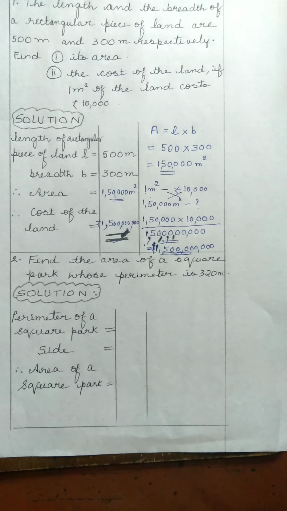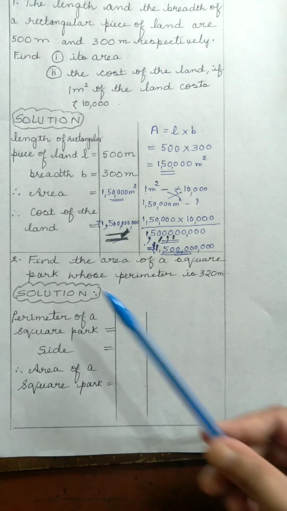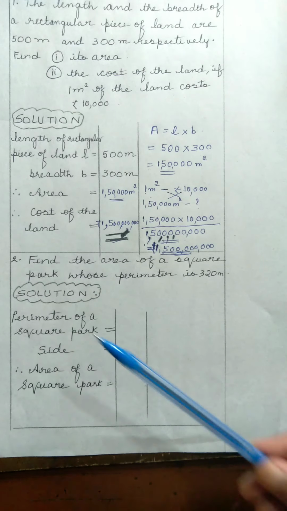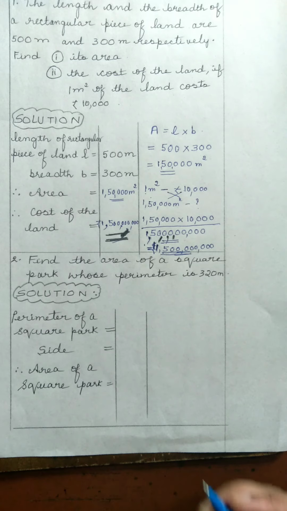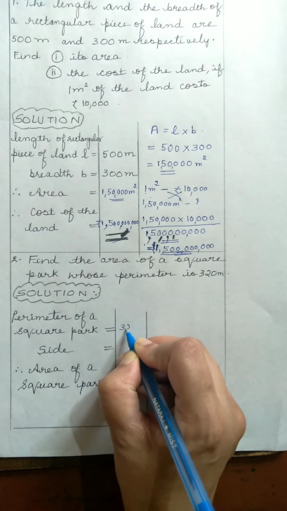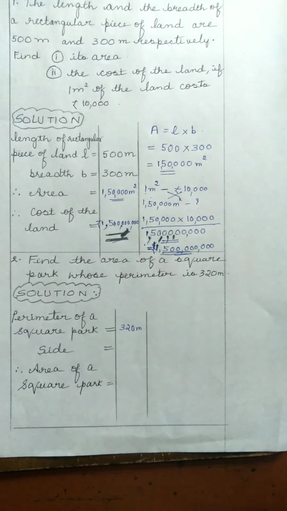Now, look into the second question, children. Find the area of a square park whose perimeter is 320 meter. Therefore, perimeter of the square park will be equal to 320 meter. Now, the park is in the shape of a square. So, we need to find out the area of the square park. But the given data is only the perimeter of the square park, that is 320 meter.